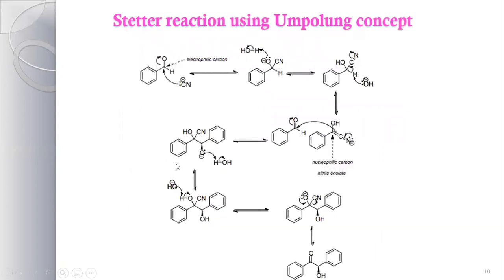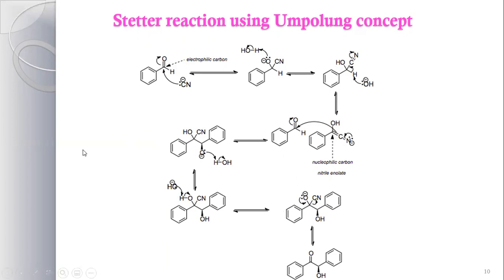This reaction is also known as the benzoin reaction. What happens? The carbonyl carbon is an electrophile, and this nucleophile attacks the electrophile and abstracts a proton. Now this hydrogen becomes acidic, a base abstracts a proton, and this carbon acts as a nucleophile, attacks an electrophile and abstracts a proton, forming a benzoin type reaction.